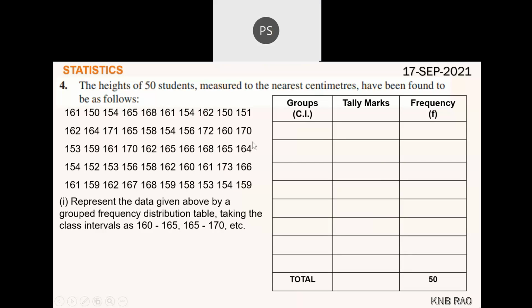Now you start with what you want to do. First write the class intervals. Yes, first write the class intervals. Let us see.